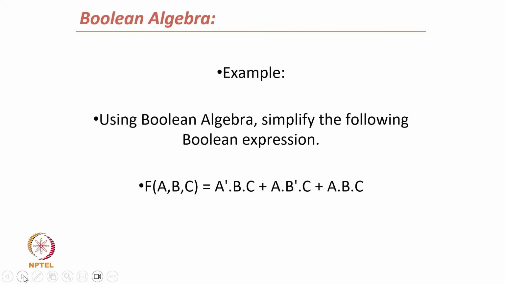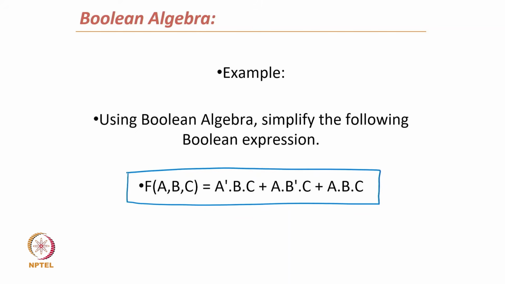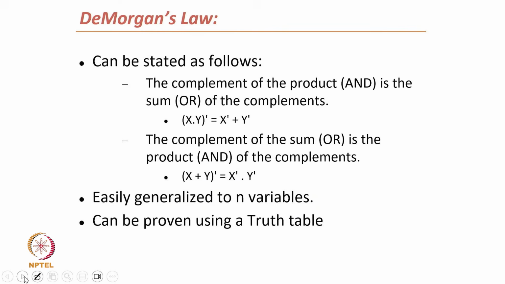So we can take some examples on Boolean algebra. Using Boolean algebra, simplify the following Boolean expressions. This is the Boolean expression given, and you need to apply the Boolean rules, or whatever rules we have just seen, on these literals. For example, taking some literal common, A common here, B common here, and then simplify this expression to an optimum value.